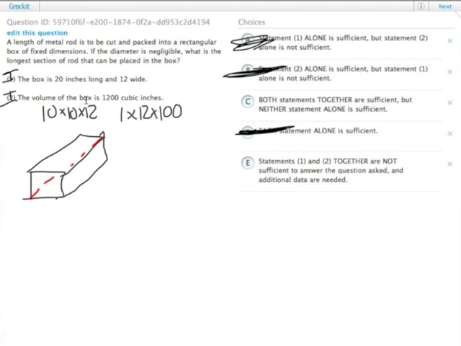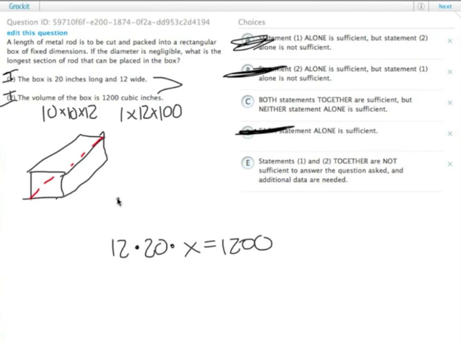So then we are left considering the two in conjunction, knowing that it is 20 by 12, and we know that the total volume is 1200, so we don't even have to do the math. A dimension of 12 by a dimension of 20 times whatever that third dimension is equals 1200. We could solve for x, that gives us the third dimension, and from there we could go through the fairly long process of using the Pythagorean theorem twice to find out what that length of the internal diagonal is.